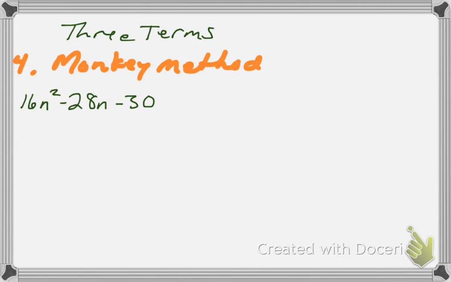So, monkey method. The first thing I'm going to do every time I see a problem, no matter how many terms there are, is I'm going to see if I can take something out, which is big orange 1, factoring out the greatest common factor. So looking at this right here, I can take out a 2. So I'm going to take it out. That makes my factorization easier because my numbers are smaller.